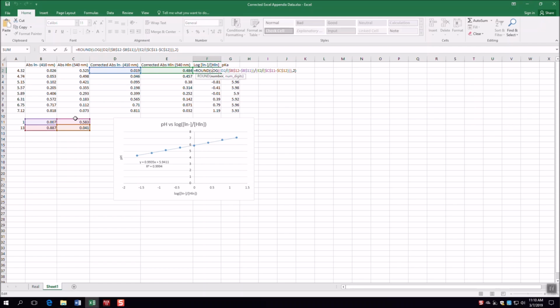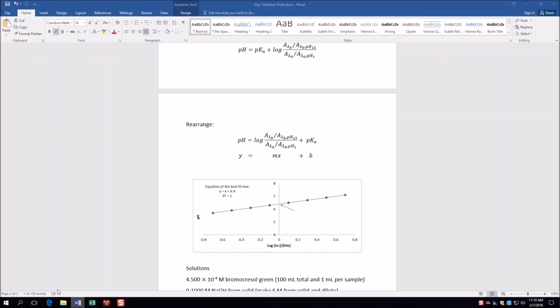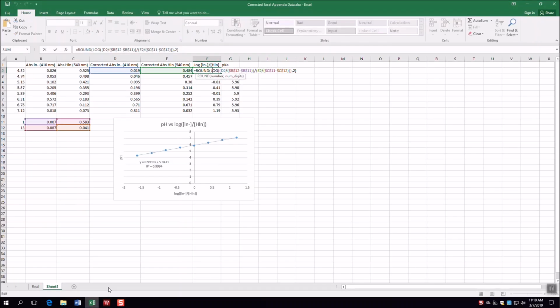So to do that, I took the IN minus absorbance and subtracted out its blank value for the acidic solution. So I have the absorbance of IN minus when the solution is fully in IN minus form, and I've subtracted out the blank value. So I took B12 minus B11. That solves for the numerator of this equation. It gives me the absorbance at wavelength B, in this case the absorbance of IN minus, divided by the absorbance of IN minus at pH 13, which I corrected for by subtracting out the blank value.